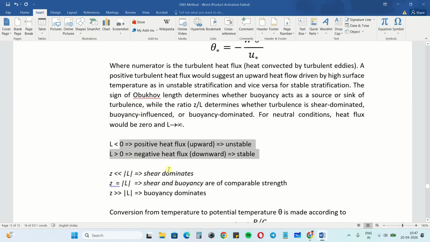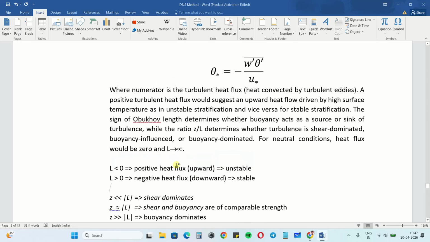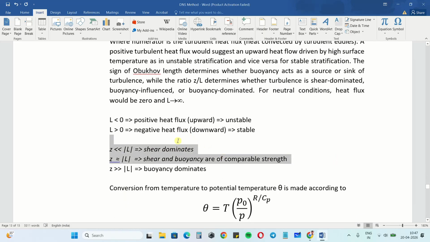Obukhov length should be positive, and when you have an unstable condition and surface temperature is higher, then the turbulent heat flux would be positive and the heat is going up, then theta star would be negative and L would be negative. Okay, so by checking the sign of the Obukhov length we can actually know whether it's stable or unstable, and also depending on the magnitude of L and the position from the ground, we can actually know the strength of buoyancy effects. Is it considerable in that region? Okay, so that's how this parameter is useful.